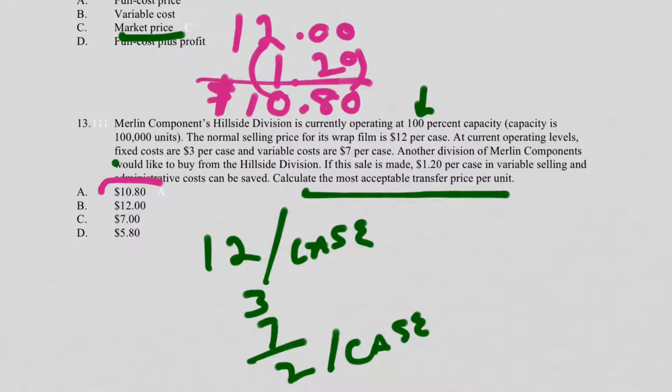And indeed that's the answer. $10.80 is the most acceptable transfer price per unit, because it's not taking away profits. If it was higher, it would take away profits from the other division because they'd be charging more than they really need to. And if they charge less, then they'd be giving up profits because they'd be better off selling to the outside world. So the fact that you can charge $10.80 and still make the same profit, and pass on the savings in cost to the other division, makes the most sense altogether.